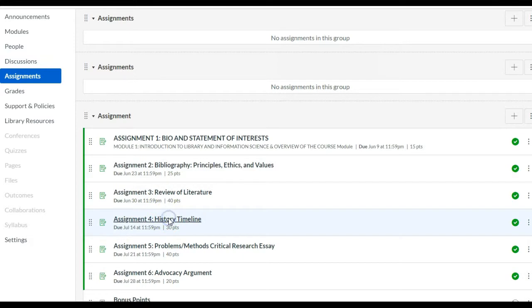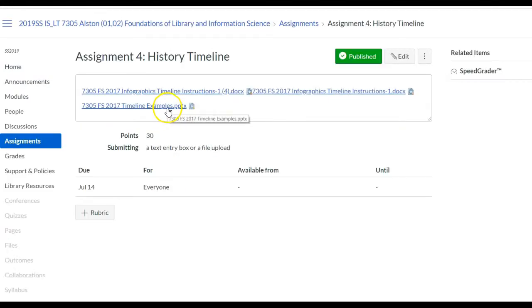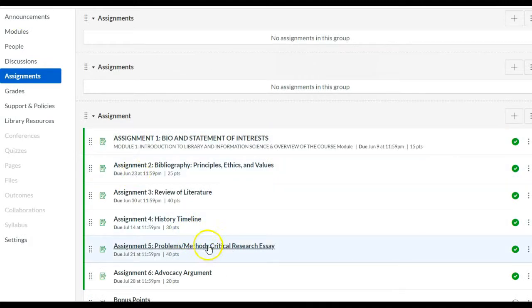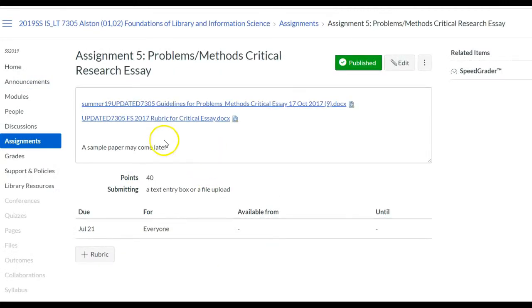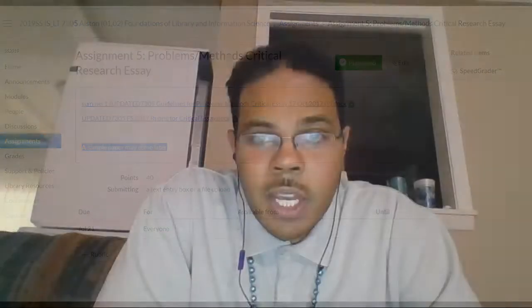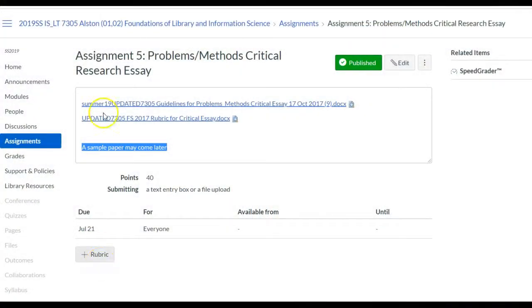Now, with the history timeline, there are going to be some examples. I've got some examples for you, but you are not wedded to follow those examples. And then the main thing that I wanted to say is with assignment number 5, I know this can be a little confusing, but I actually may have a student example for assignment number 5.